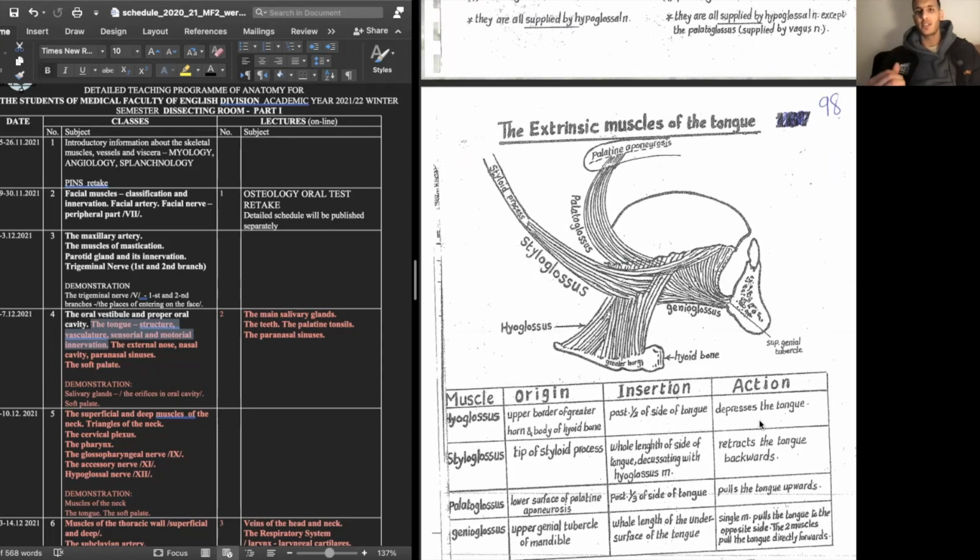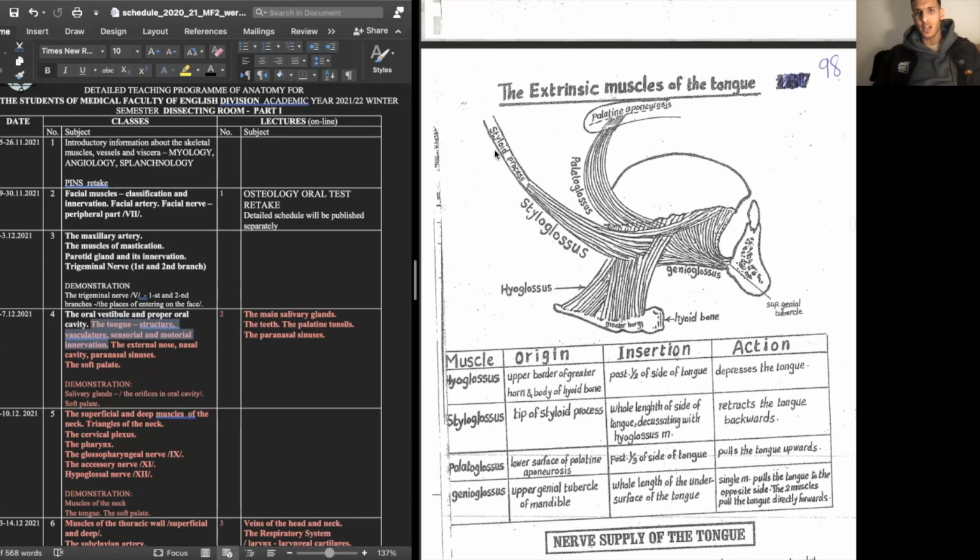Action: depresses the tongue. Of course, you can see why this makes sense. If it contracts, it will depress the tongue, moving it downwards. Styloglossus, from the tip of the styloid process to insertion, whole length of the side of the tongue. Right here, from the tip to the whole length of the side of the tongue, and it retracts the tongue backwards, so it moves it backwards, which makes sense. Palatoglossus, from the palatine aponeurosis, as I said, a structure between the hard palate and the soft palate. Origin, lower surface of the palatine aponeurosis, insertion posterior 1/3 of the side of the tongue.